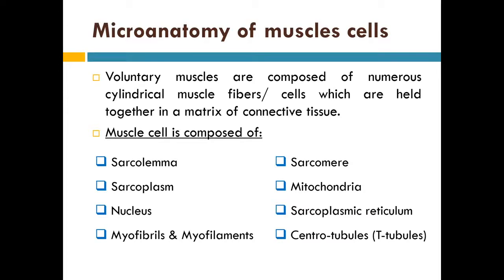Voluntary muscles are composed of numerous cylindrical muscle fibers or muscle cells, which are held together in a matrix of connective tissue. Now, muscle cells are composed of sarcolemma, sarcoplasm, nucleus, myofibrils or myofilaments, sarcomere, mitochondria, sarcoplasmic reticulum, and centrotubules or T-tubules.